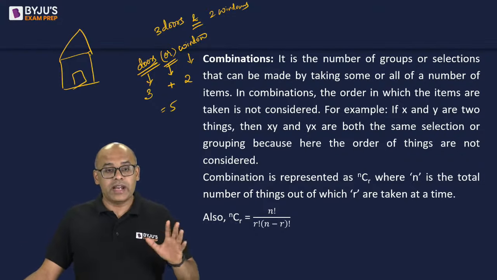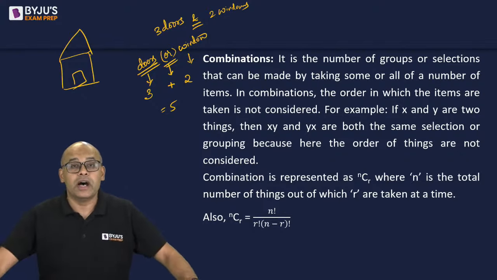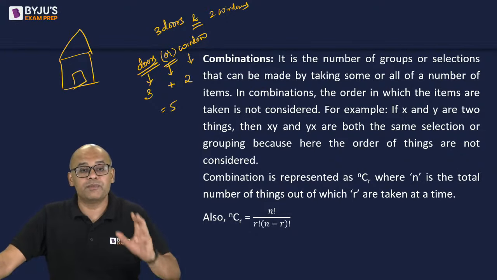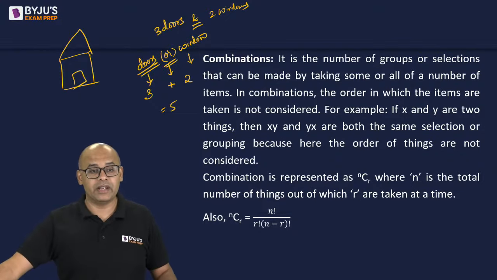Clear? Can I have a quick response from all of you? Is this basically understood by all of you? The fundamental rule of addition and the fundamental rule of multiplication. If you understood this, please comment very quickly and we can move on to the next step in learning.